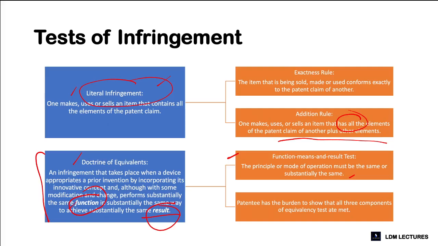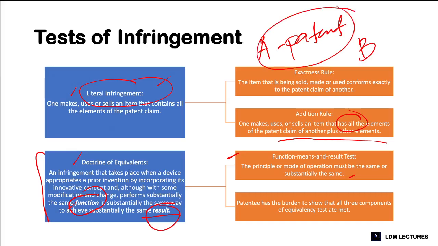So si patentee has the burden to show that all three components of equivalency test are met. So kung halimbawa si A ay meron na siyang patent over a particular invention, tapos si B kinopya yon. However, minodify naman ni B. Hindi niya literal na kinopya, minodify ni B. However, yung ginawa ni B actually used the innovative concept protected by A's patent, plus yung result at yung function ng invention ni B ay kapareho ng invention ni A.